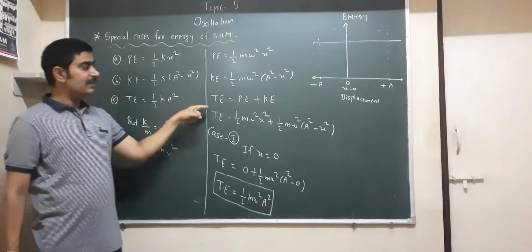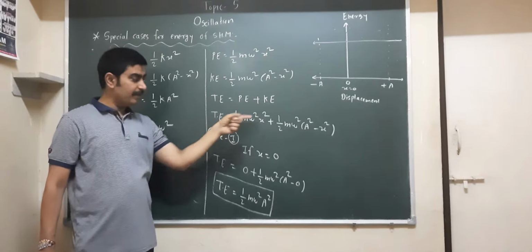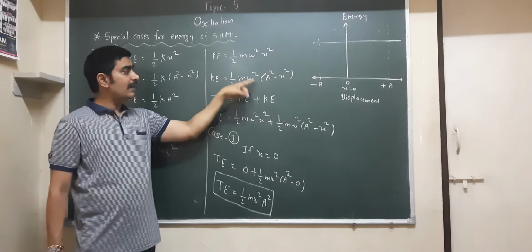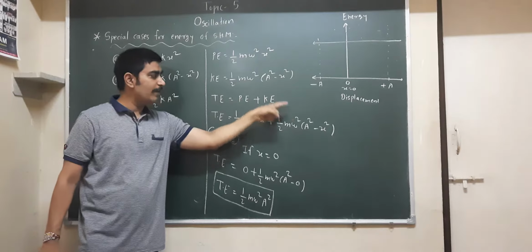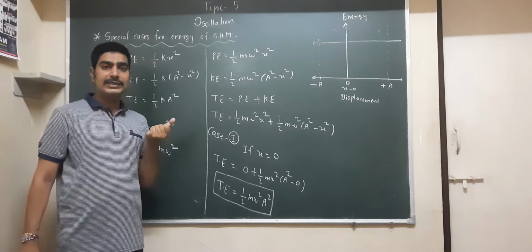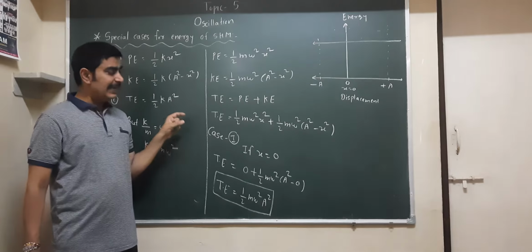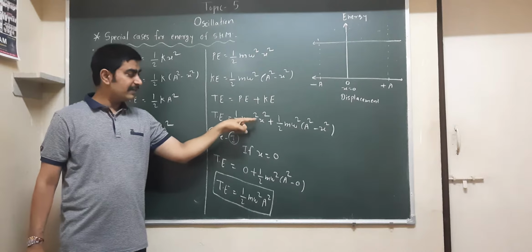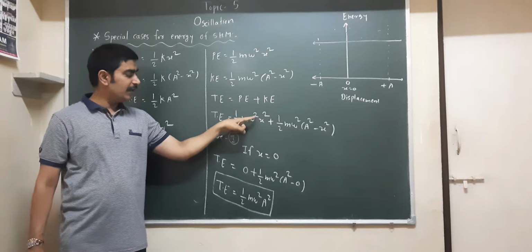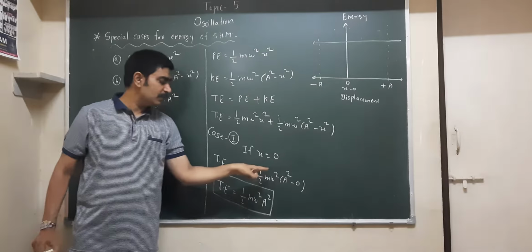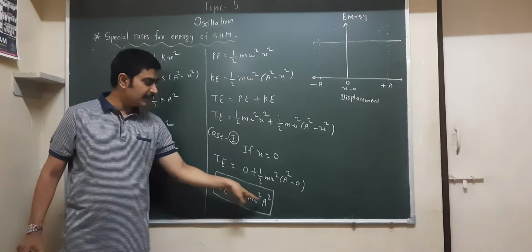Total energy is the sum of potential and the kinetic energy. So the total energy is equal to half m omega square x square plus half m omega square into bracket a square minus x square. Now here onward we are going to see some special cases. Case 1, if x is equal to 0. So x is equal to 0 means this potential energy will become 0, and the energy will become half m omega square a square.